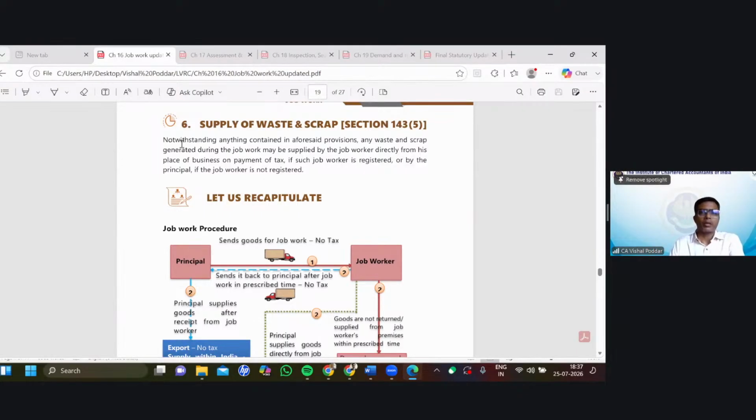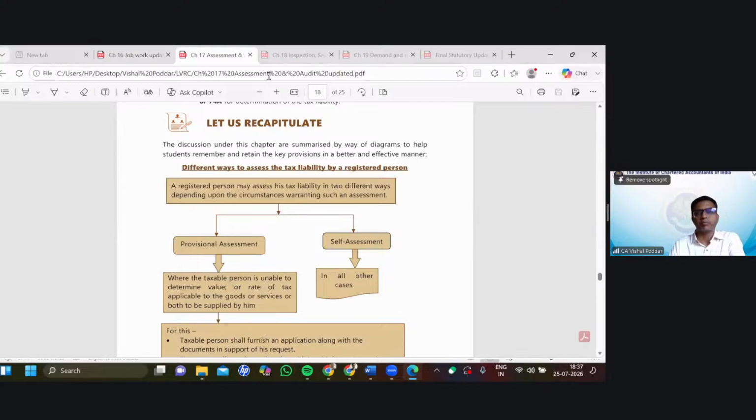from there. So notwithstanding anything contained in the aforesaid provisions, any waste or scrap generated during the job work may be supplied by the job worker directly from the premises on payment of tax if such job worker is registered, or by the principal if the job worker is not registered. So instead of bringing it back, you can directly ask the job worker to sell it there itself. Fine.